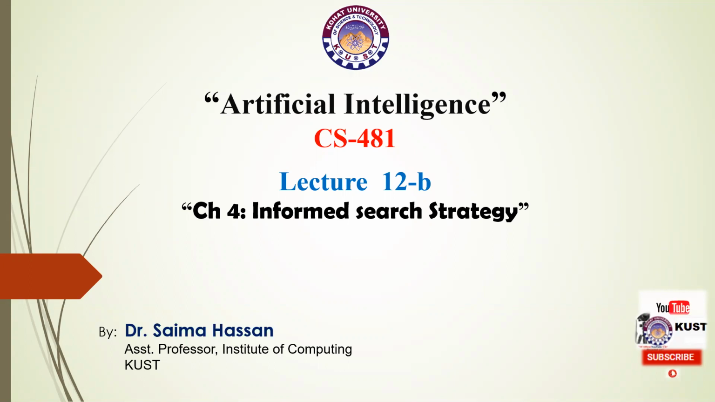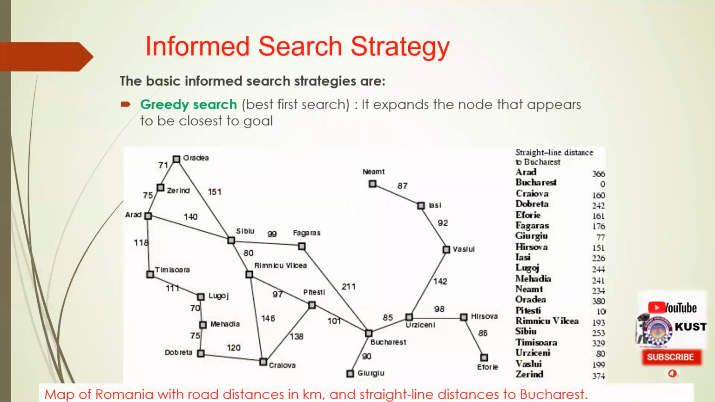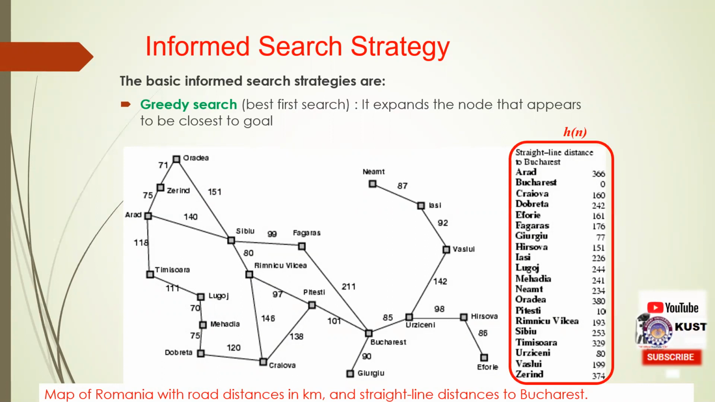This is the second part of lecture 12, in which we were discussing informed search strategy. We know that there are two main algorithms of the informed search strategy, which are greedy best first search and A star. The greedy best first search algorithm always selects the path which appears best at the moment. It uses the heuristic function and searches for the goal.